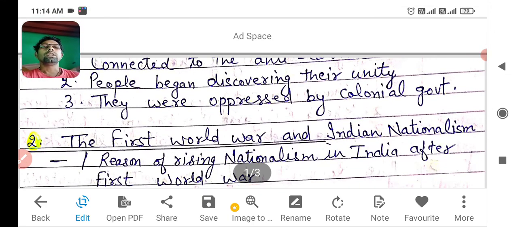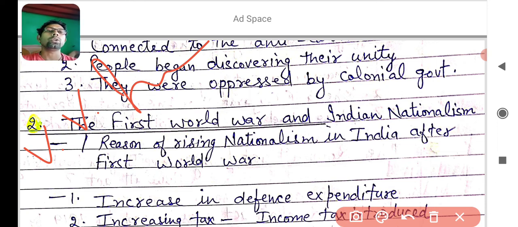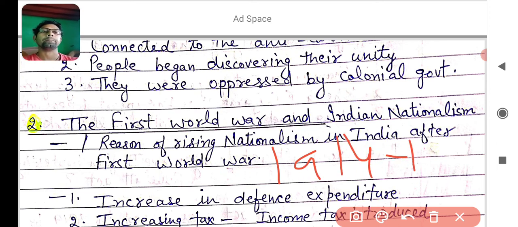Now, the next major point of the lesson, a very important question from the exam point of view: how did the First World War raise or affect Indian nationalism? You learned in ninth class that the First World War was fought between many countries, and you know that it started in 1914 and ended in 1918.